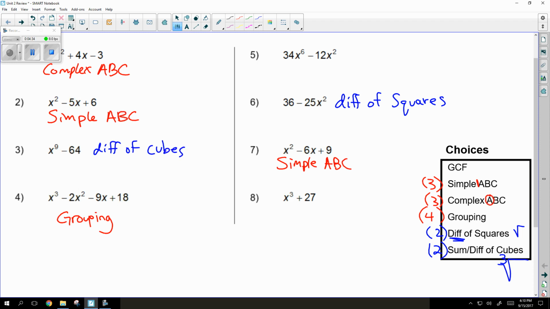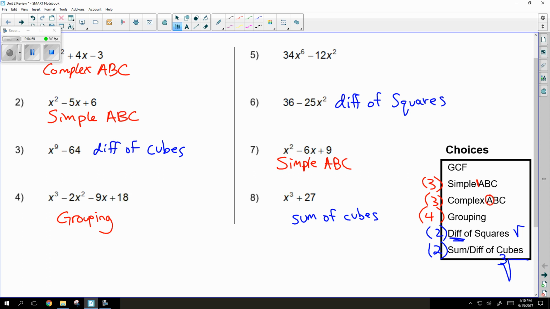I got another one over here, number 8. Number 8 looks like I can cube root the first term. That's just x. I can cube root the second term. That's 27. Actually, it's 3. And so it works. 2 terms with the plus sign. Cube roots work. So this one is going to be, this time, a sum of cubes.